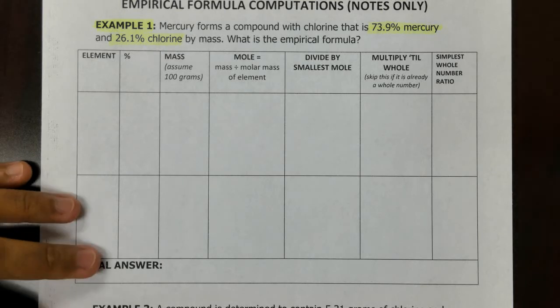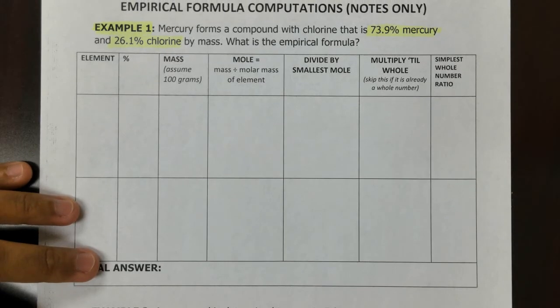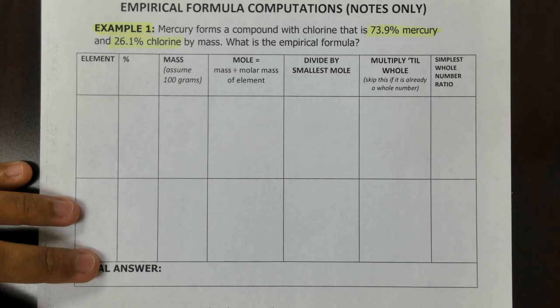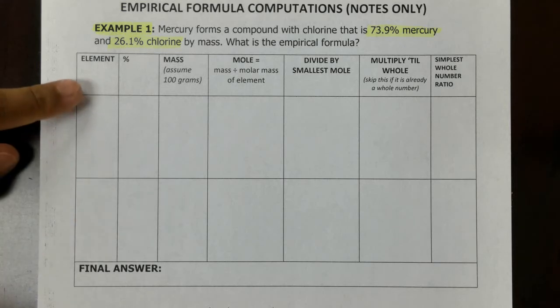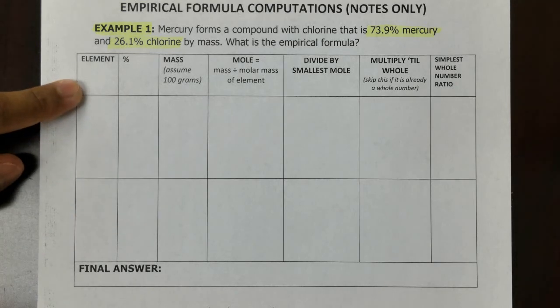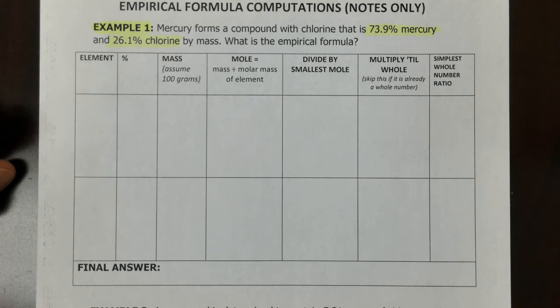So for the empirical formula computations, you would need your periodic table and calculator when we solve for this. And we will tackle this first example today, and we will use the chart to make sure that every step is not skipped and every step has been accurately done.